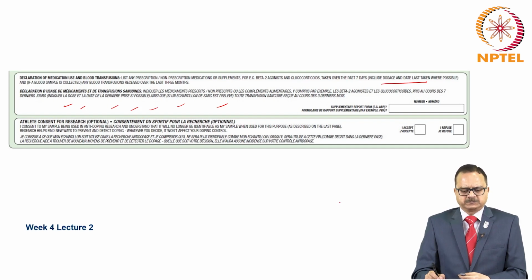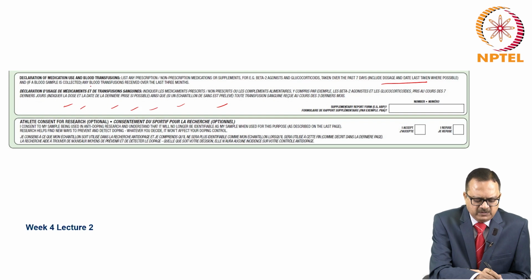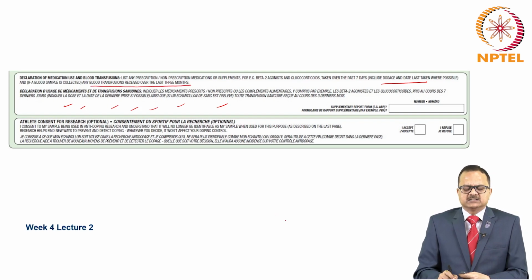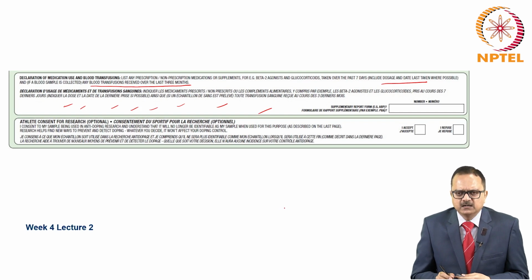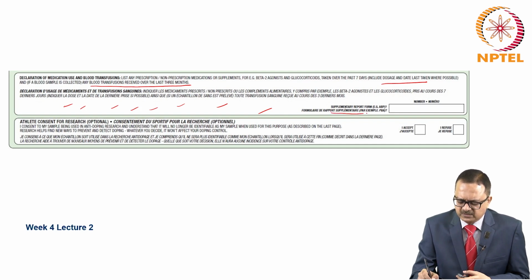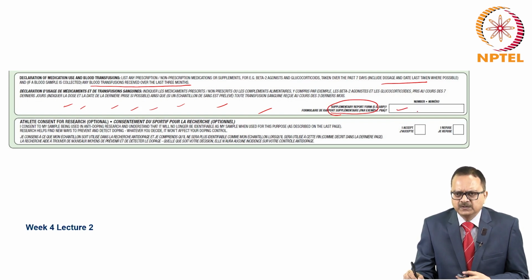After that, the athlete is asked if there were any blood transfusions received over the last 3 months. If yes, then the details are noted here. If the details are too much for this limited space, then you have something called a supplementary report form which can be filled, and the number of that supplementary report form is to be entered here, and the supplementary report form is to be attached behind the doping control form.